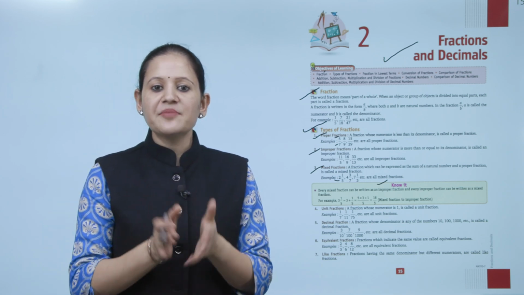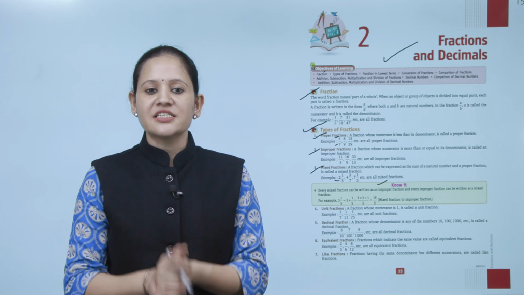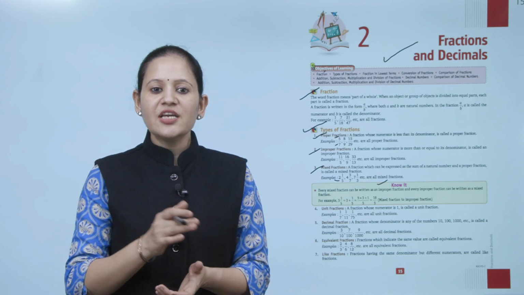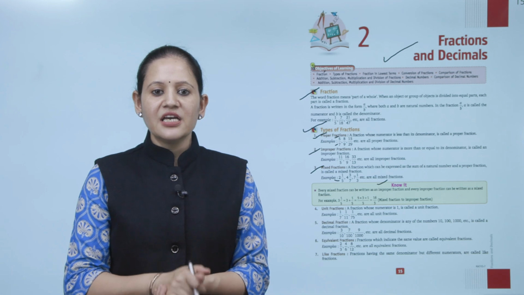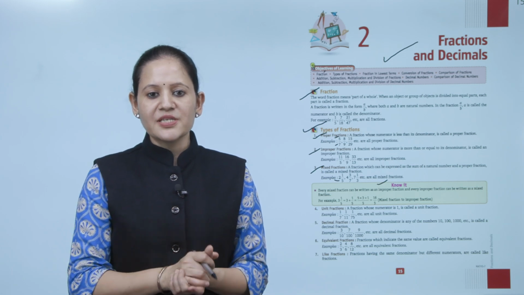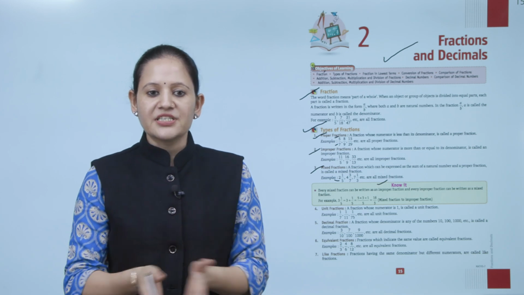Next, know it. Every mixed fraction can be written as an improper fraction, and every improper fraction can be written as a mixed fraction. For example, 3 1 by 5 equals 3 plus 1 by 5, that is 5 into 3 plus 1 upon 5, 16 upon 5. That is a mixed fraction to improper fraction.